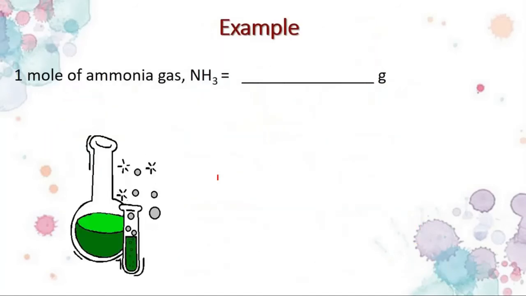Now we proceed with a simple example using the mole concept. What is the mass of 1 mole of ammonia gas NH3? To convert the number of moles to its mass, we need to use the number of moles multiplied by its molar mass. The molar mass for NH3 is 17. So 1 mole of ammonia gas is equal to 1 times 17, that is 17 grams.